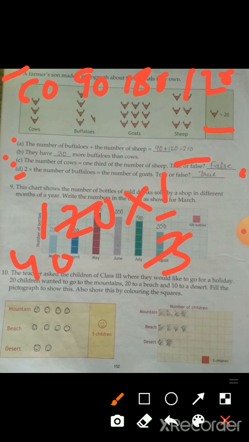Now D part, 2 times the number of buffaloes is equal to the number of goats. How many buffaloes? 90. Now multiply it. It is 180. Now equals the number of goats, here you can see 180. That means it is true. So write here true.